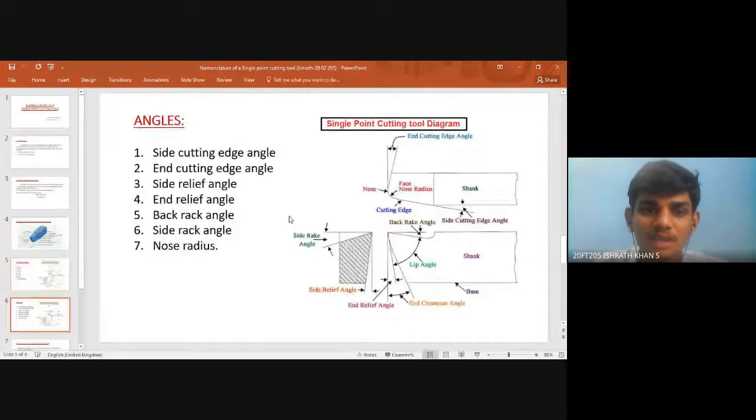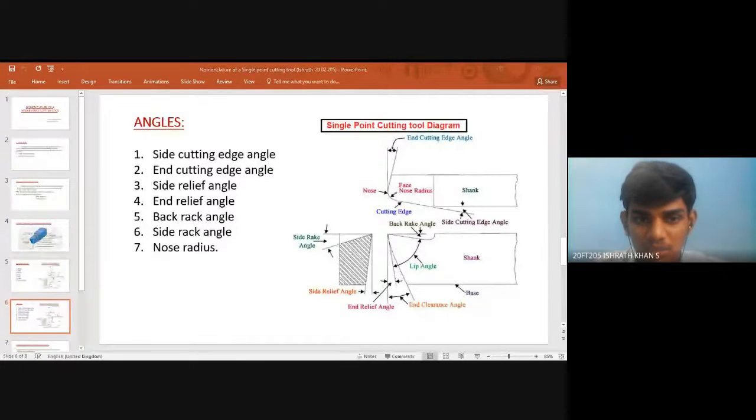The various angles of single point cutting tools are side cutting edge angle, end cutting edge angle, side relief angle, end relief angle, back rake angle, side rake angle, and nose radius. Let me see in detail. The side cutting edge angle is the angle between the side cutting edge and the side of the tool shank. The side cutting edge angle is also known as the lead angle.